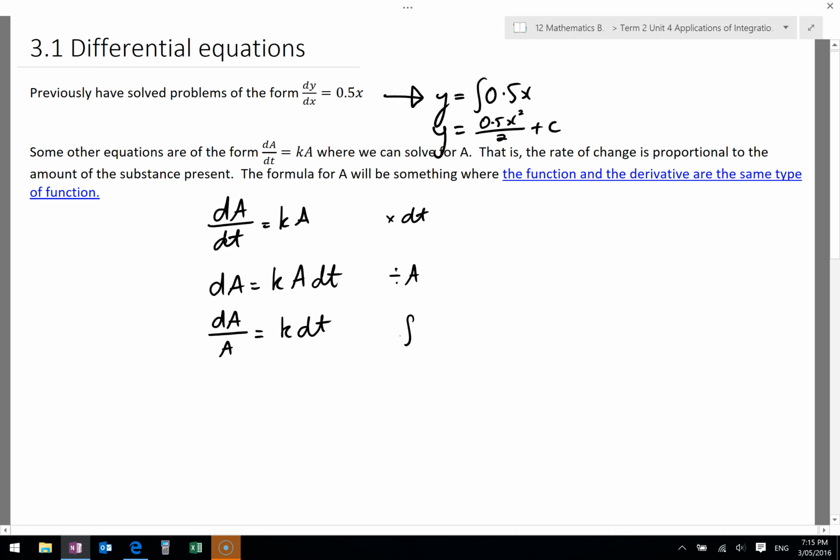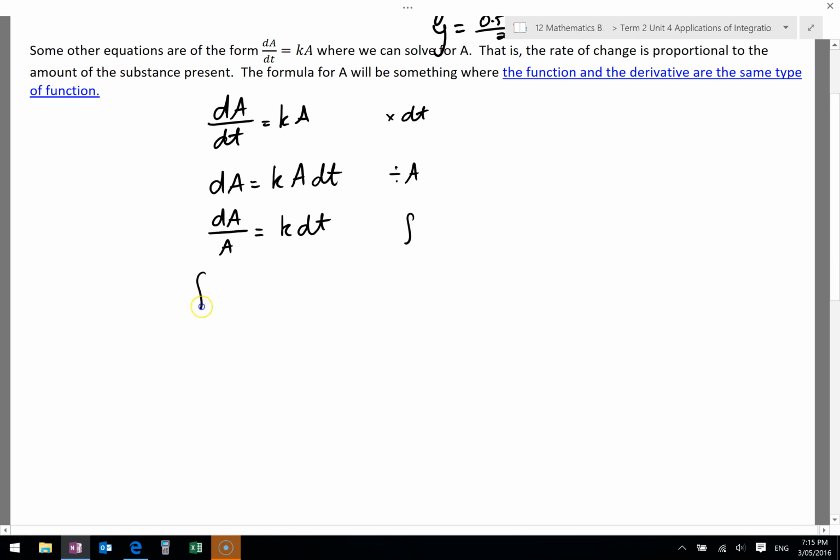And now I'll integrate both sides. So the integral of dA on A is the integral of k dt. And now I can have a go at integrating. Remember, integral of dA on A, there's really a 1 here, if you want to imagine that there's a 1 there. This is the natural log of A. And on the right hand side, integrating some constant, some number with respect to t. So imagine integrating 3 dt would be 3t plus c. So if it's k, it'll just be kt plus c.